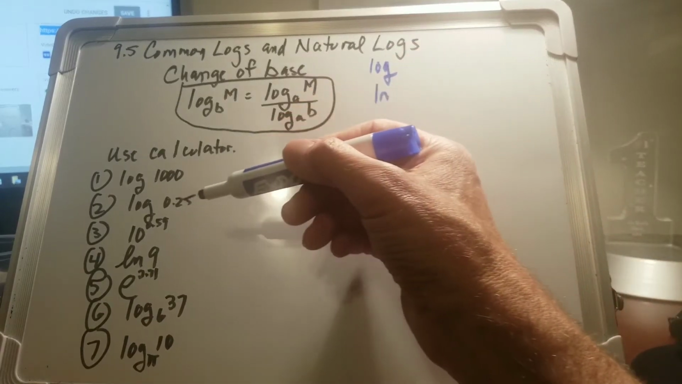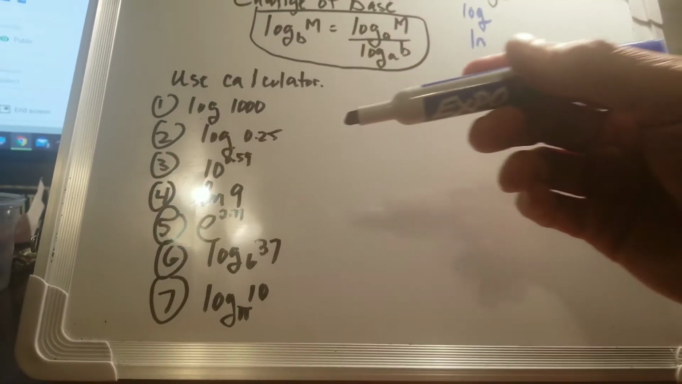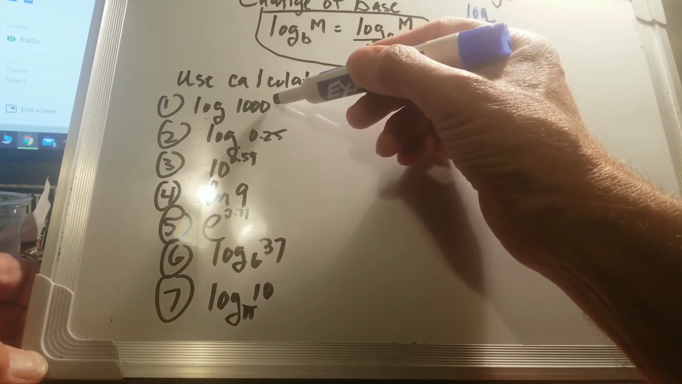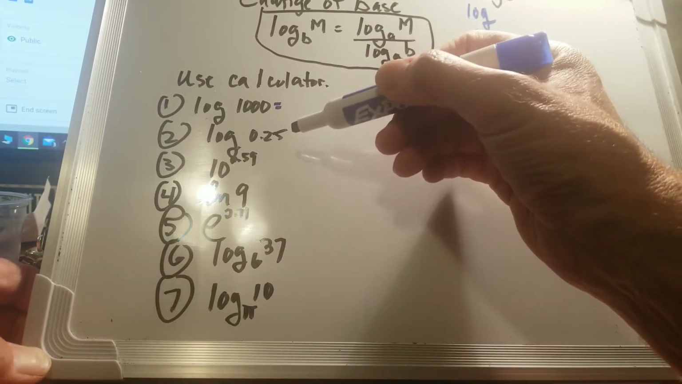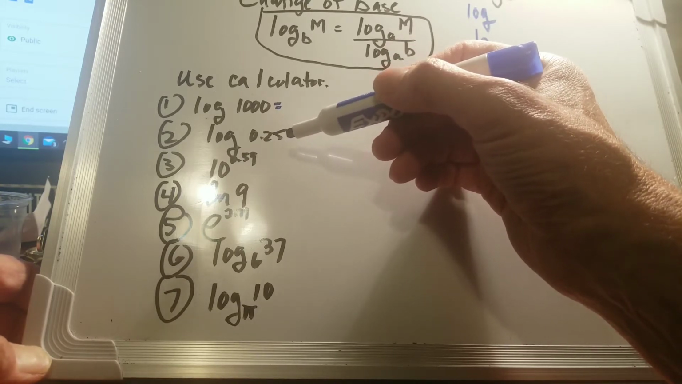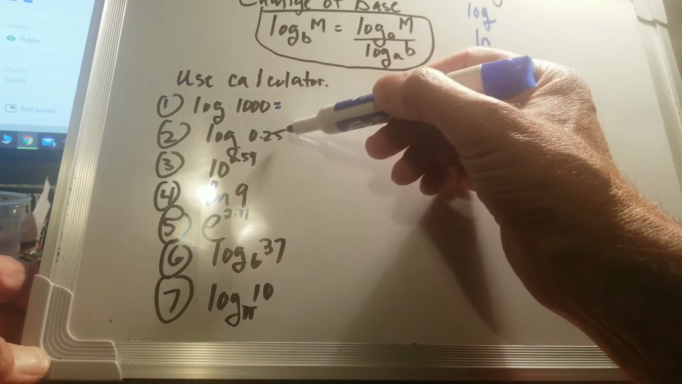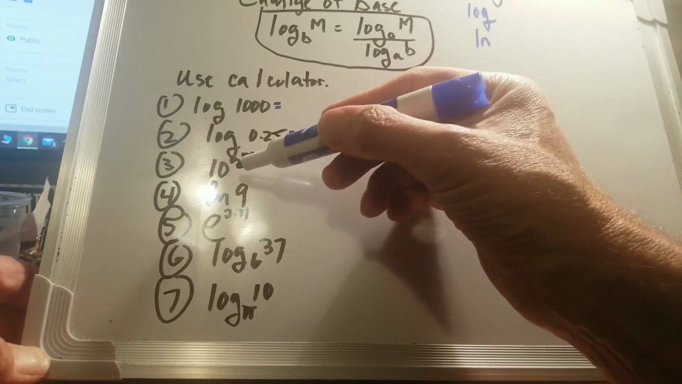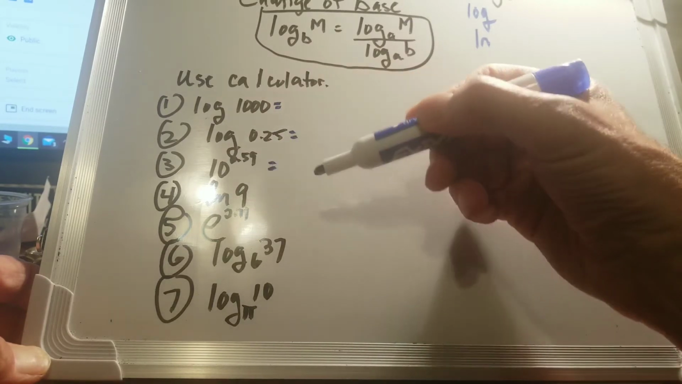So if you're using a calculator, I'll move this over so you can see it. Just do the log of 1,000, go to 3 decimal places. I don't know the answer. It doesn't matter to me. I just want to get used to using your calculators. Make sure you have them out. Then you can do the log of 0.25, get an answer. This one is 10 to the 0.59. You can do that one.